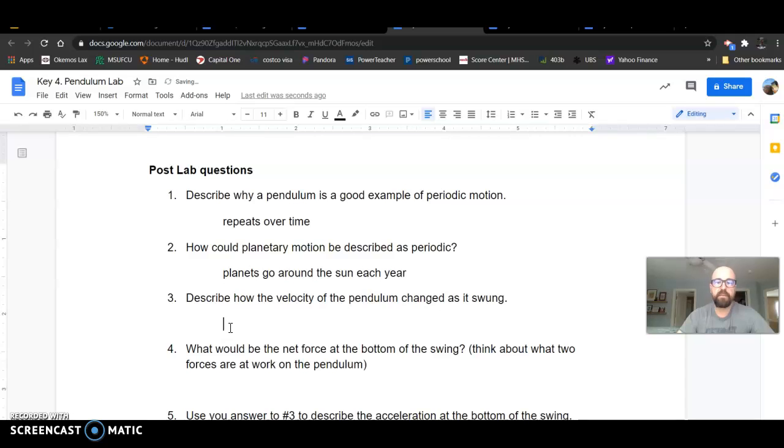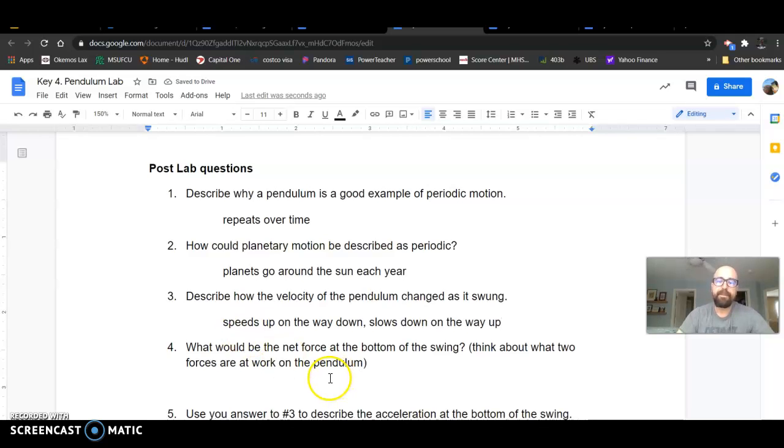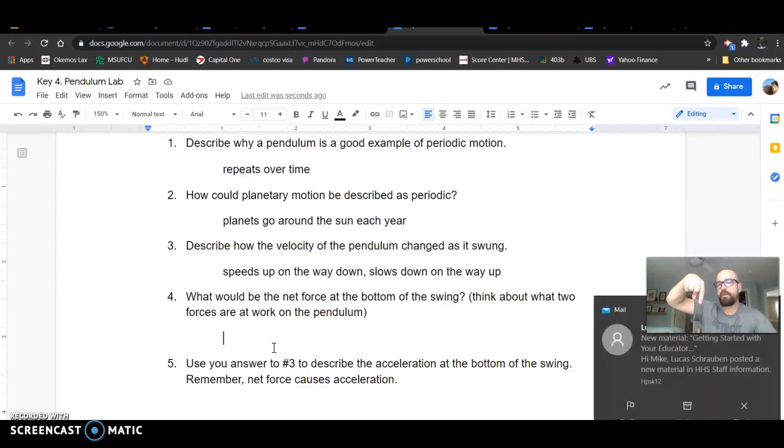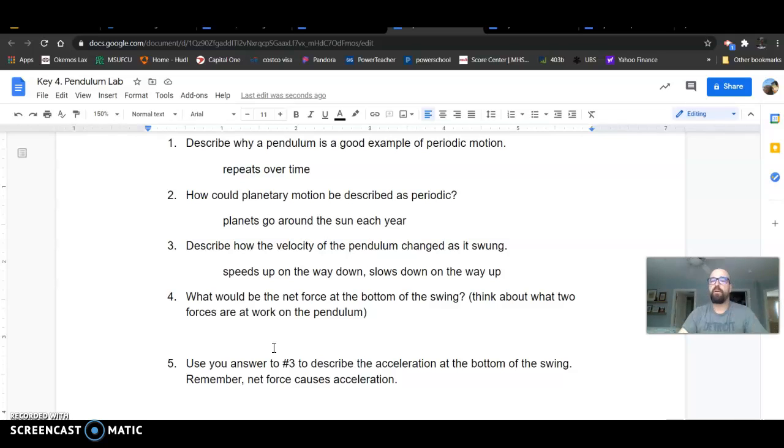How the velocity of the pendulum changed as it swung. We talked about this a lot in class, but it speeds up on the way down and slows down on the way up. And then that got us to think about what was going on in terms of force and acceleration. In terms of force, and you could look back at the notes we did on this, at the very bottom, the force of gravity is down, and the tension in the string would be the exact opposite direction, and those would counter each other. So the net force at the bottom of the swing is going to be 0.